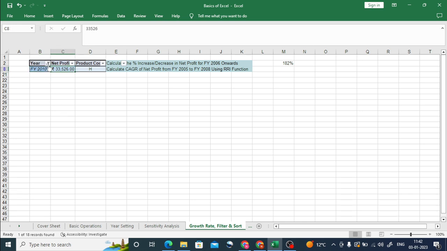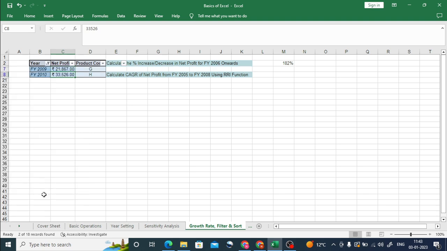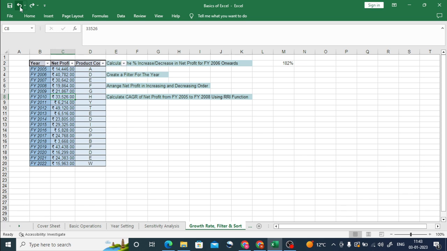In the same manner, let's say you are being asked what is the net profit of financial year 2010 as well as financial year 2009. So you select financial year 2009 as well and you hit enter. Now you can see the net profit of financial year 2009 and financial year 2010, right? So this is how you can create a filter.